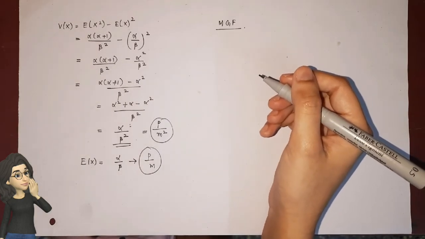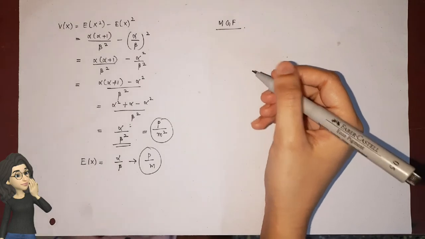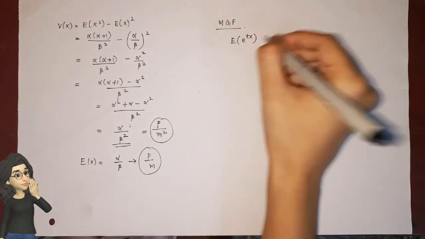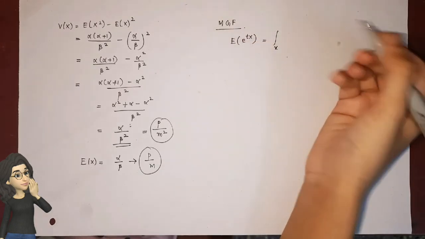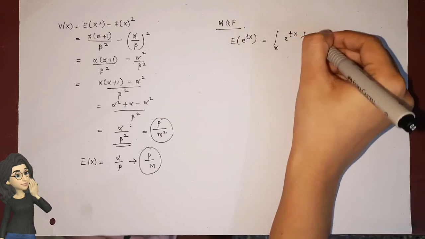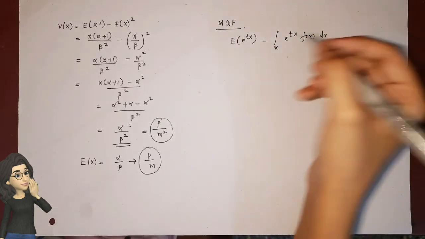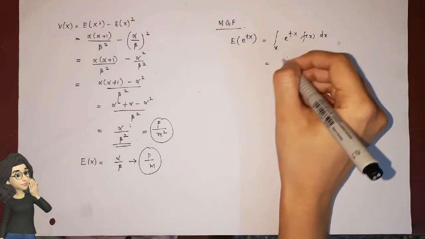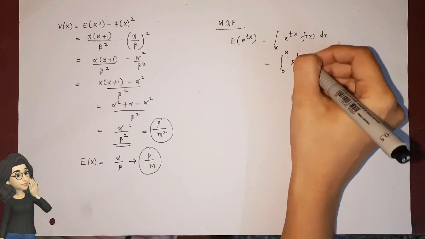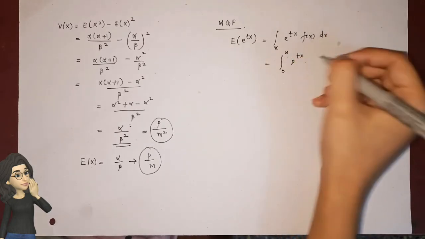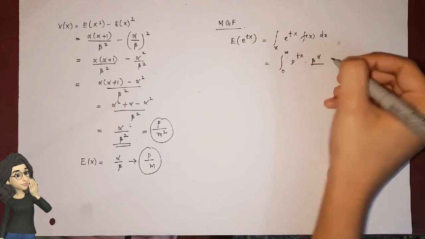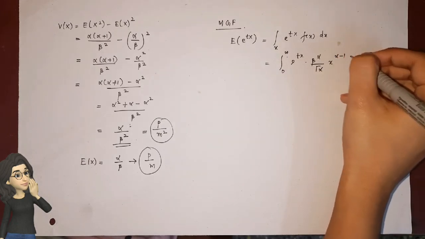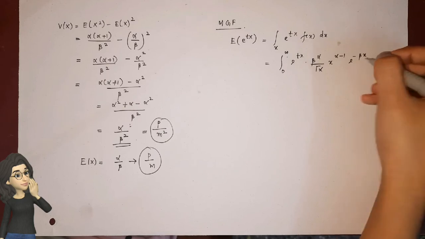Now we are going to discuss the moment generating function. The moment generating function, we all know, is expectation of e raised to tx, which is equal to the integral over the range of x, e raised to tx into f of x dx. So this is equal to integral 0 to infinity e raised to tx into beta raised to alpha divided by gamma alpha x raised to alpha minus 1 into e raised to minus beta x dx.